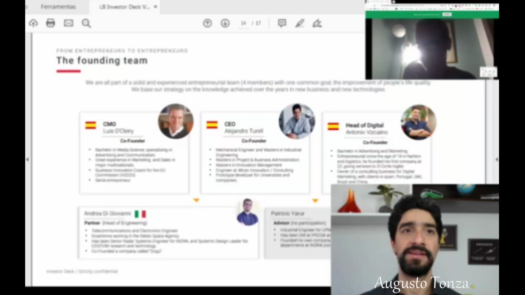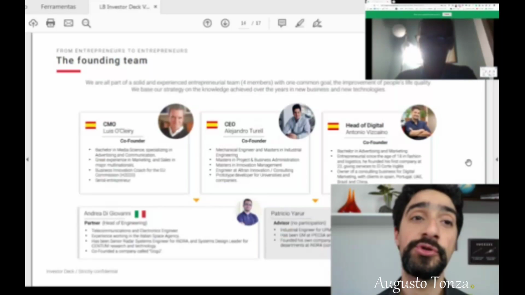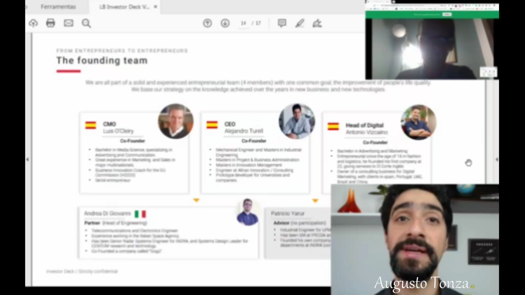And I think just one additional point that I would mention in the team slide would be the results that each one has achieved. I know that you have included the characteristics, the experience, and the background. One additional thing that you could include here would be the results that they have achieved. For example, you mentioned that Andrea was a co-founder of a company called Google. What is the result of the company?